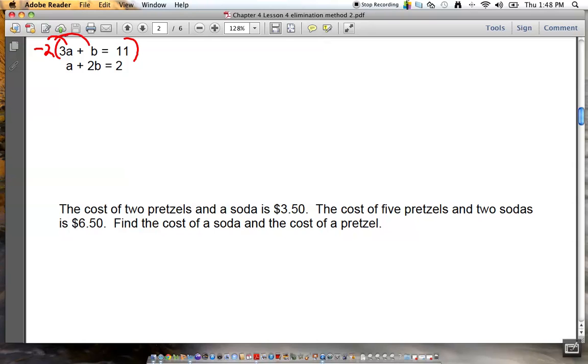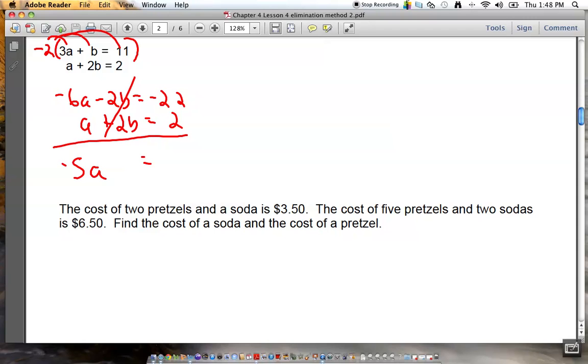So if I distribute the -2, I get -6A minus 2B equals -22, and then I get A plus 2B equals 2. What's -6A's plus 1A? -5A. And then equals -22 plus 2 is -20. Divided by -5. Why are you not paying attention? A is 4.